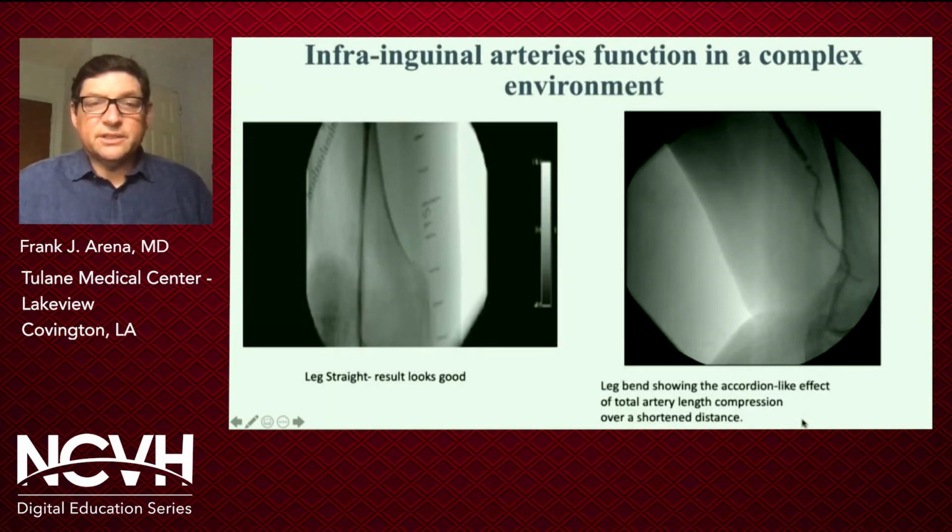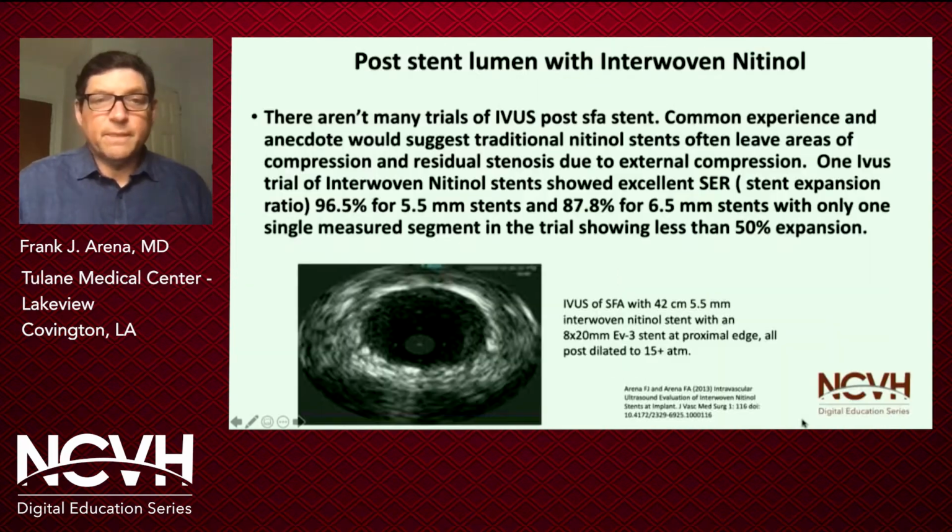And in this picture, you can see this is the same leg, one straight, one bent. Straight on the left looks fairly good, nice artery, widely patent. But on the right side, you can see when the leg is bent, it creates an accordion-like effect on the residual artery, as the entire amount of shortening is forced to occur over a fairly small distance.